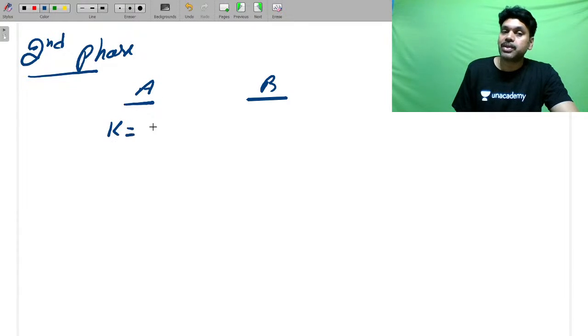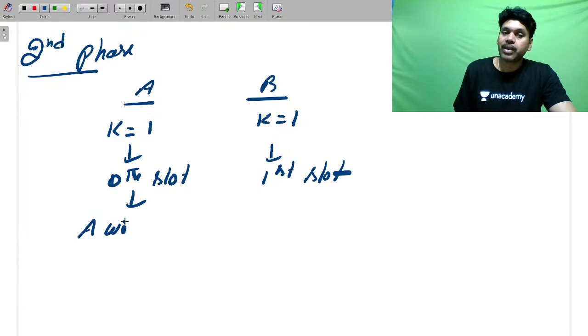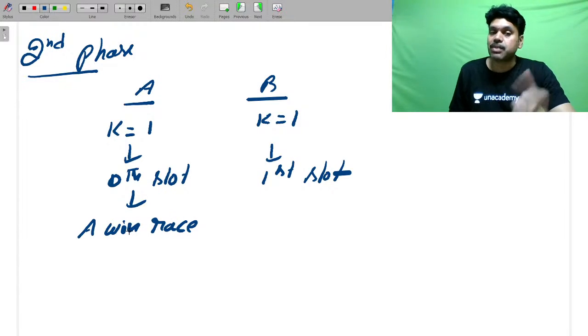First K is equal to 1 and K is equal to 1. A chose the 0th slot and B chose the first slot. Therefore, A wins the race. So what is the meaning of winning the race? A retransmitted the first packet.